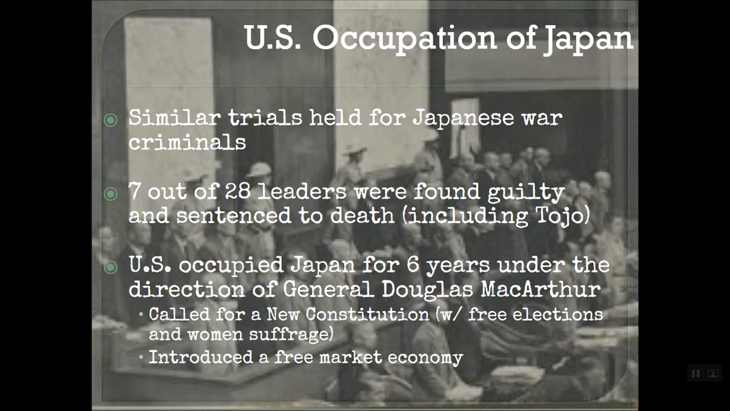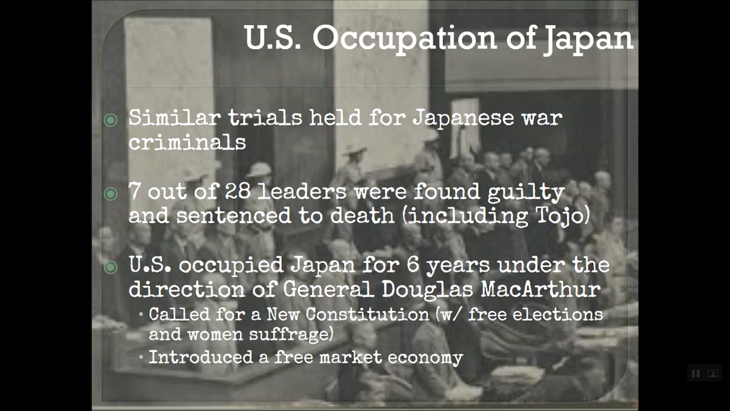Japan also was occupied after the war. Similar trials were held as were held in Germany for the Japanese war criminals. 7 out of 28 leaders were found guilty. They were sentenced to death, including General Tojo, who was, as you know, the one who was known to have planned Pearl Harbor. The U.S. occupied Japan for about 6 years under the direction of General Douglas MacArthur.